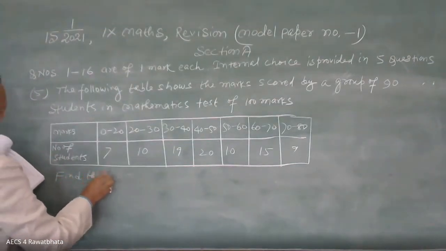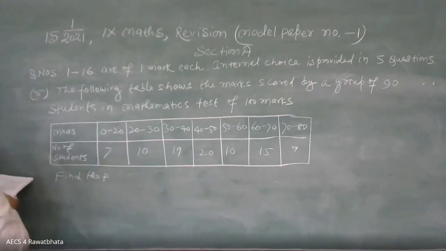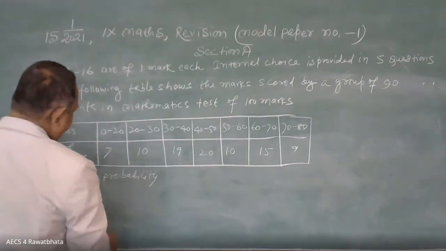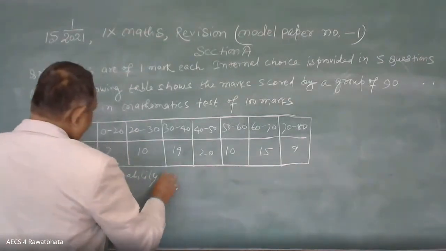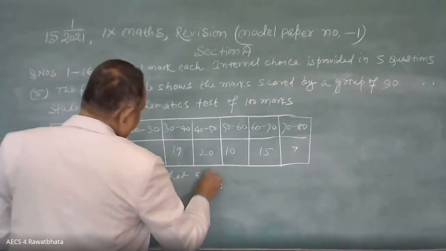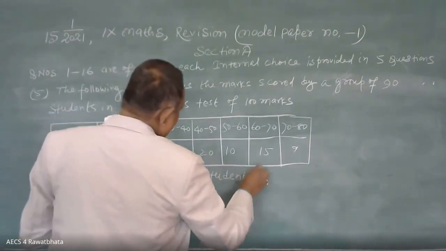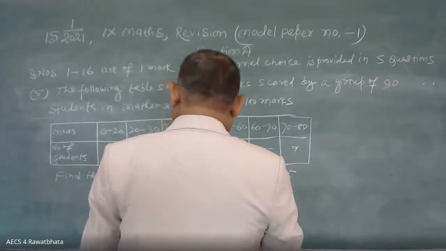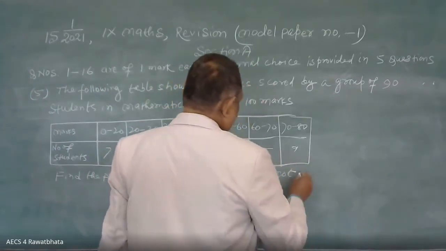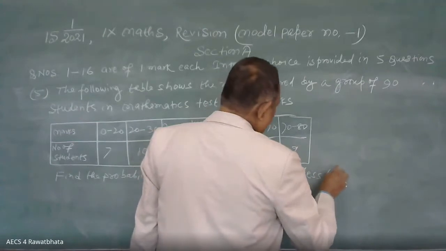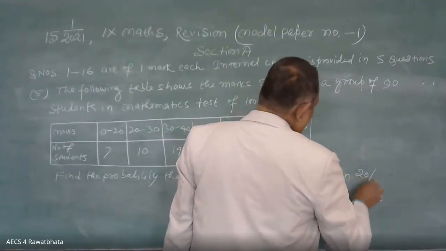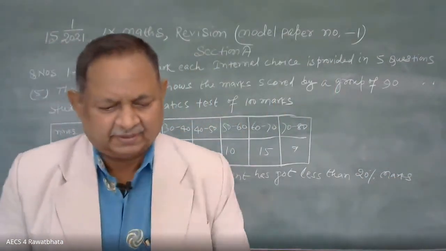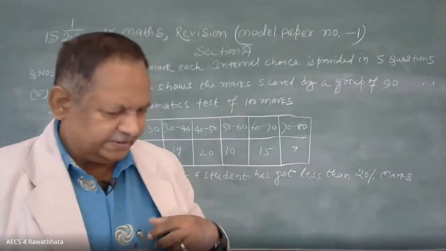Find the probability that a student has got less than 20% marks. In the meantime, I am going to take your attendance.